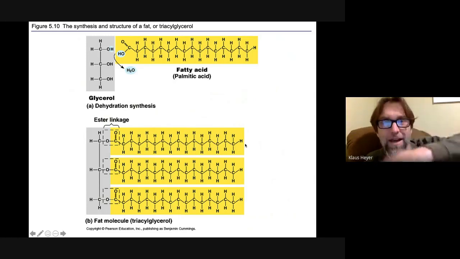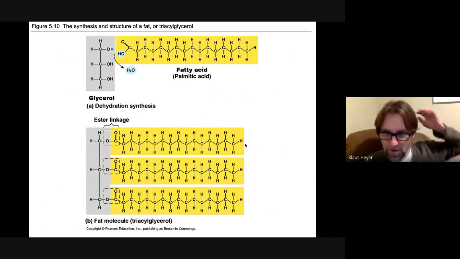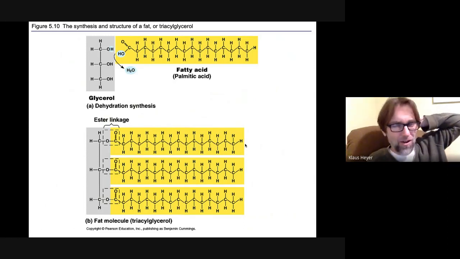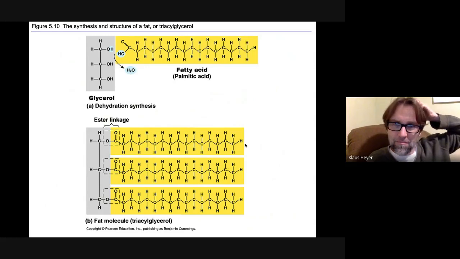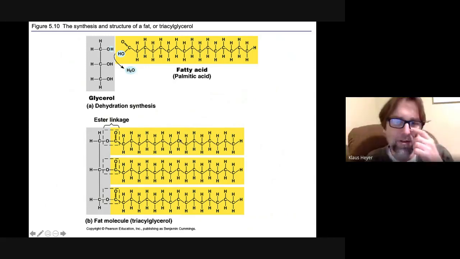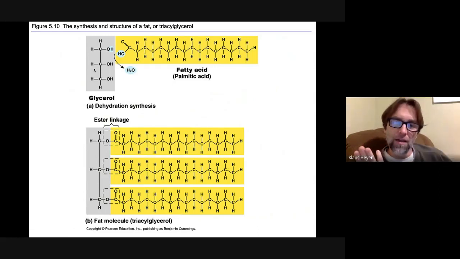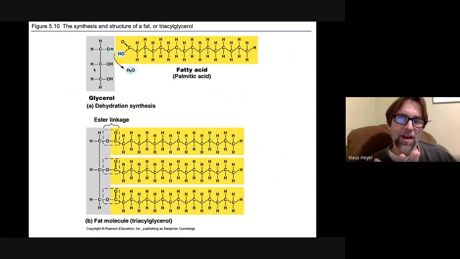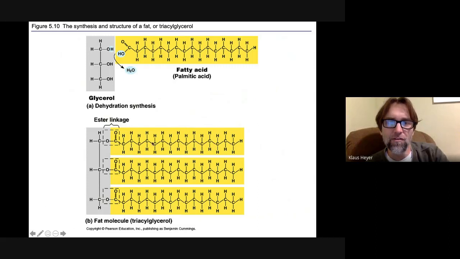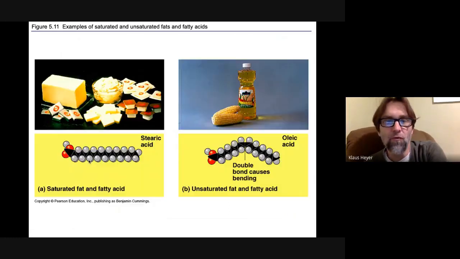Why are they up and down? Don't worry about it. This is a shorthand, a shorter way of writing it. All these dashes are covalent bonds. But anyway, three fatty acids attached to this molecule called glycerol. That's where the word glyceride comes from. So tri comes from three fatty acids. Glyceride comes from the word glycerol. So it's three fatty acids, tri, attached to glycerol: triglyceride. And that's it.